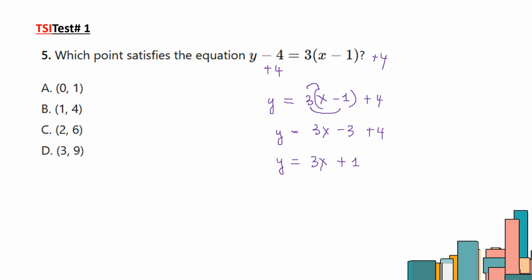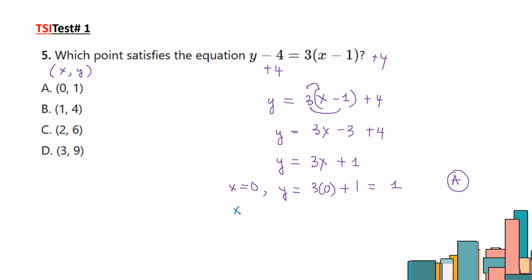Now time to check. As we know, this is an ordered pair, so x is the first number and y is the second one. When you plug in x equals 0, then y will equal 3 times 0 plus 1, and that is 1. So A is the correct answer. But we also have to check the rest, just to make sure we don't make any mistake.